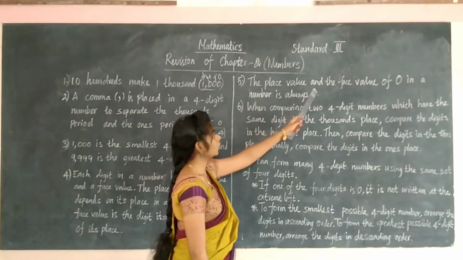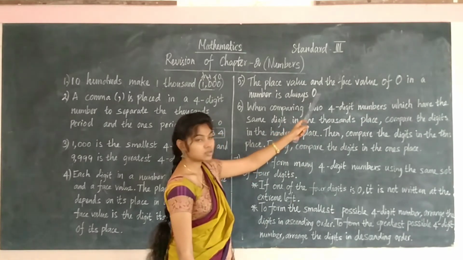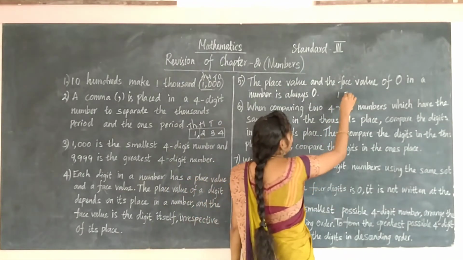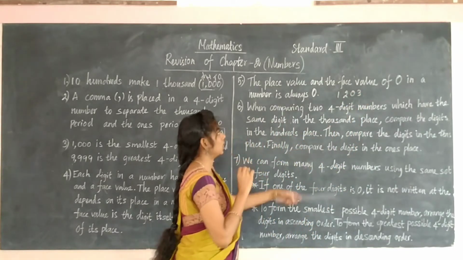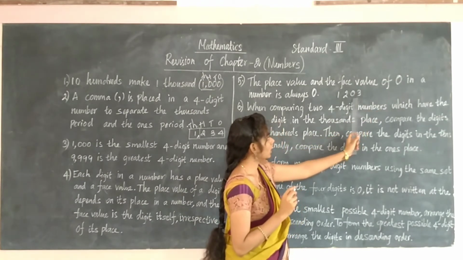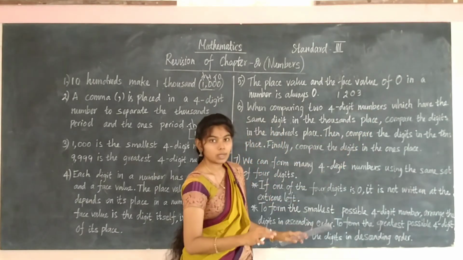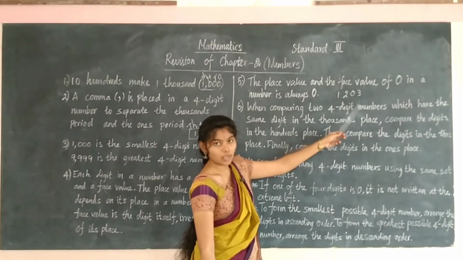The place value and the face value of 0 in a number is always 0. If this is a number, 1200, for example, I am taking. If they ask for 0's place value, just the same 0 is the place value. If asked for a face value, the same 0 is the face value.